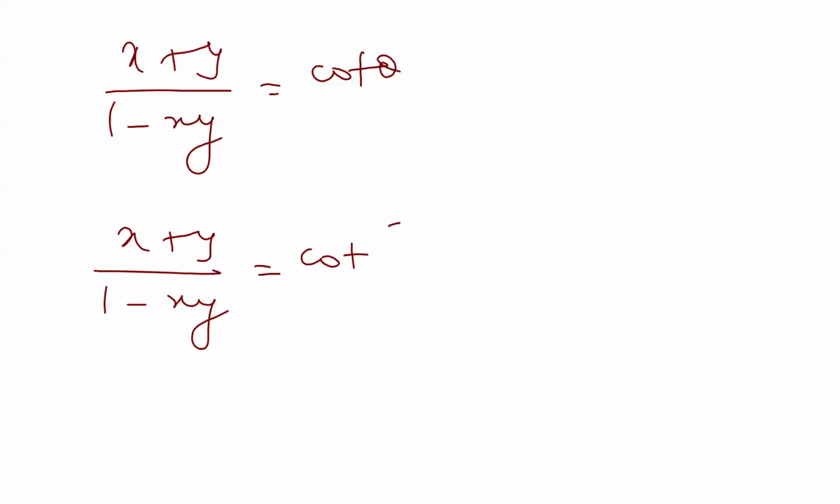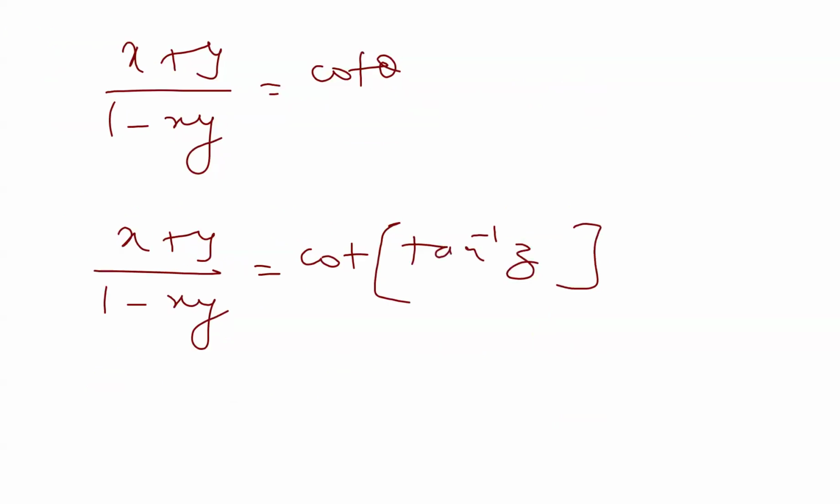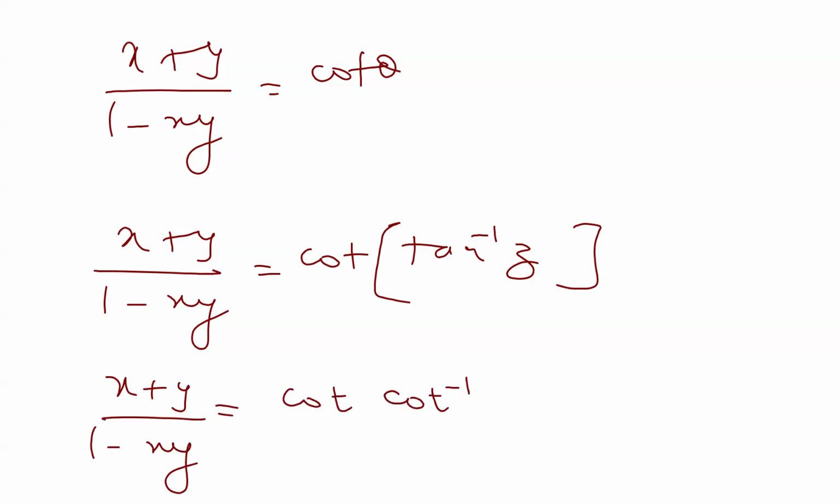Now, theta we have taken as tan inverse of z. That's there in the previous slide. Theta is tan inverse of z. Okay. So, x plus y upon 1 minus xy is equal to cot of tan inverse z, which is cot inverse 1 upon z. Now, cot inverse z is tan inverse 1 upon z. Okay. So here cot and cot inverse will get cancelled. We'll be left with 1 upon z.